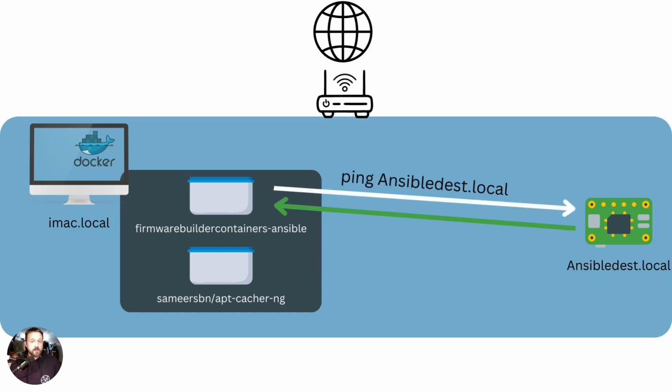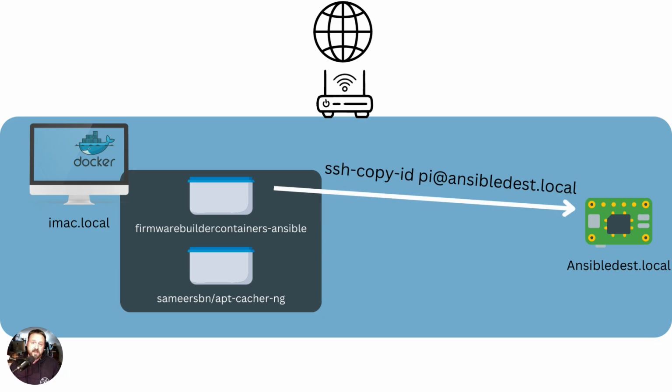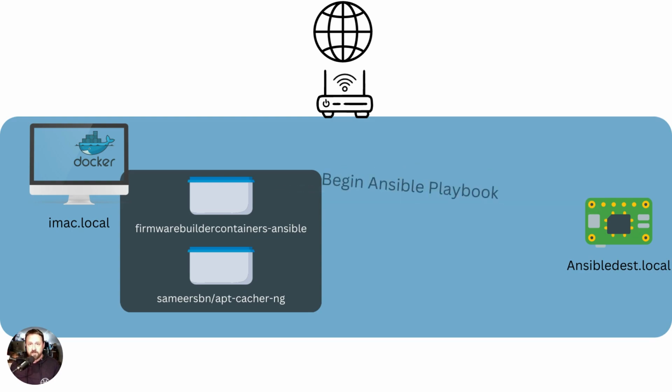So once we've tuned our containers and set up our target Pi, we validate our connectivity from the Ansible container to the Pi using a simple ping command. Next, we copy an SSH key to the destination system so that we can use Ansible to deploy software to the target. And finally, we can deploy a playbook to the target system.